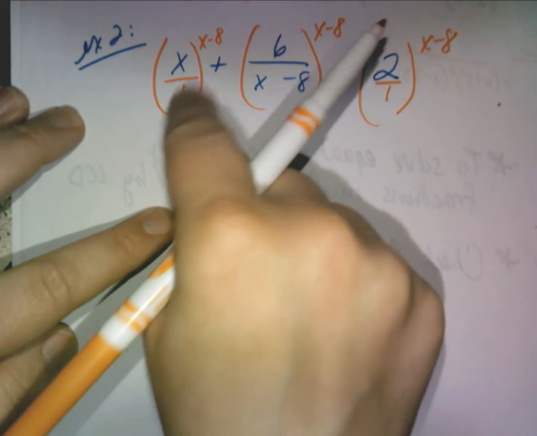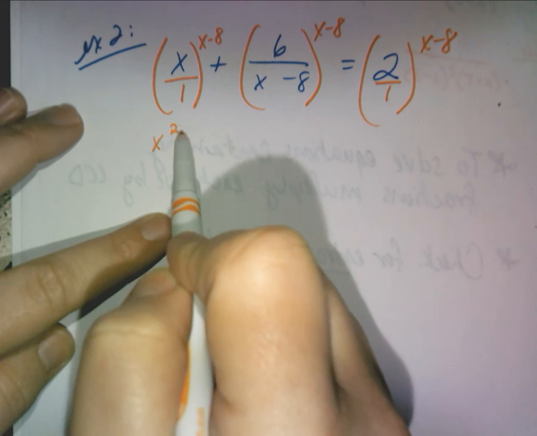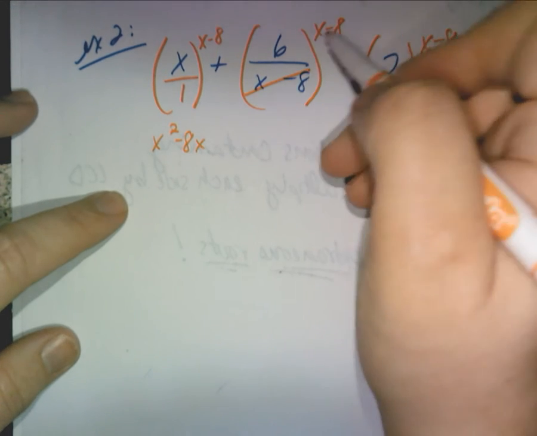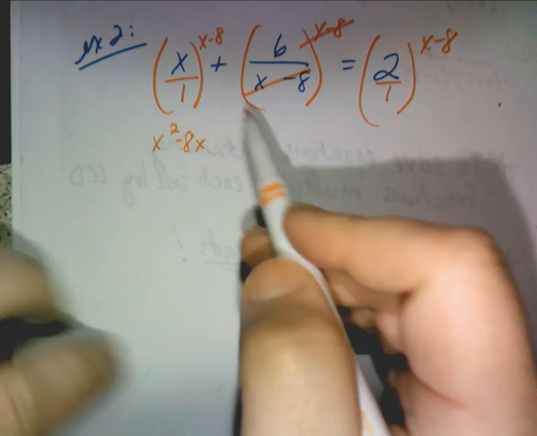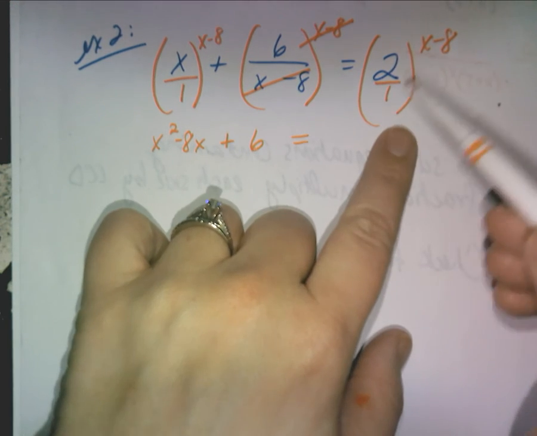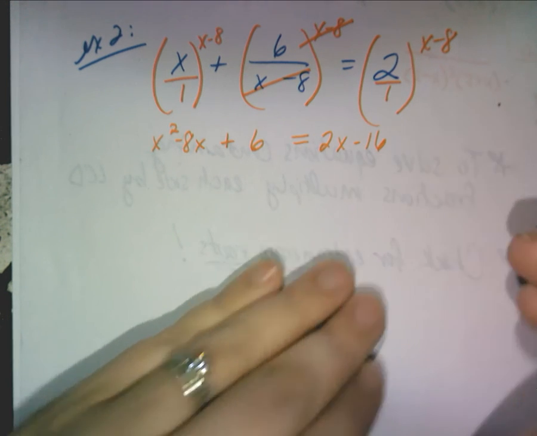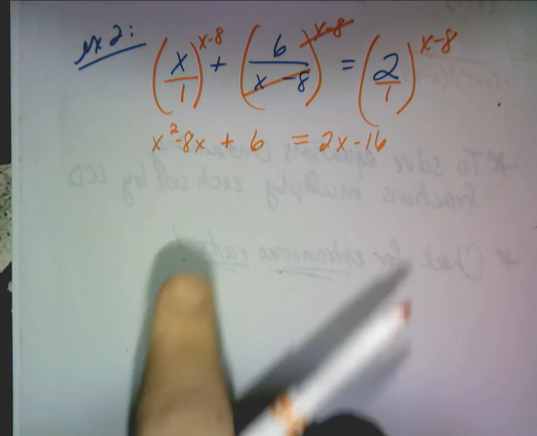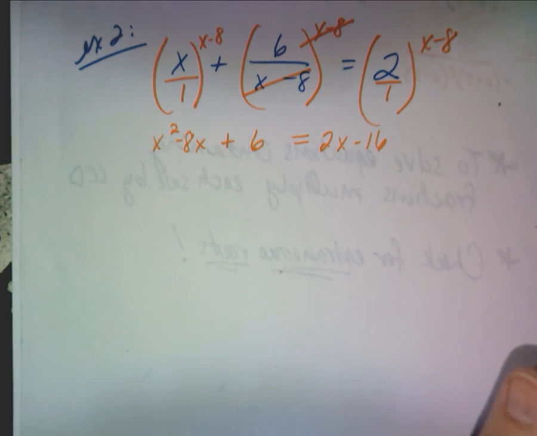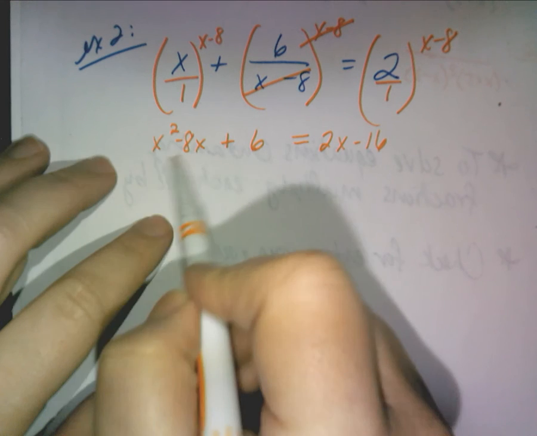So there's nothing to cross cancel here. x times x minus 8 is what? x squared minus 8x. Okay. This one and this one can cancel. Beautiful. So plus 6 equals, this cannot cross cancel, so I'm left with 2x minus 16. Anytime you have a squared term that you're left with, you must set it equal to 0. Set everything equal to 0. So I'm going to keep it on this side because the x squared is positive.